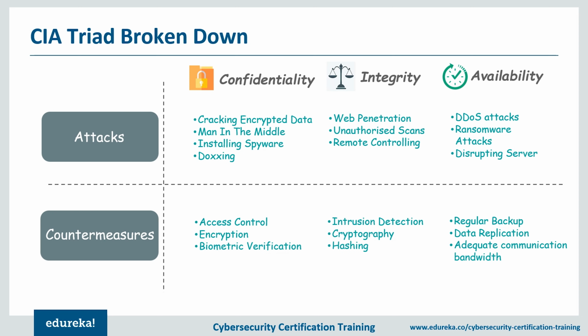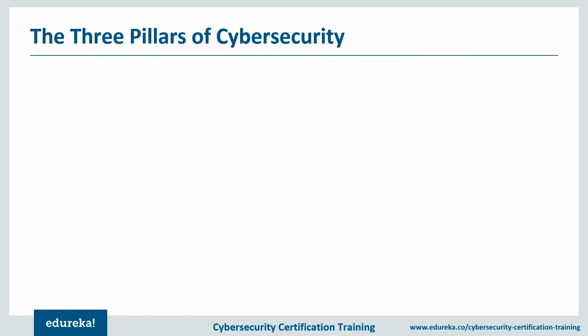Confidentiality, integrity, and availability all have to work together to keep your information secure. But don't think for one minute that these are the only factors to be considered while talking about security. Now, let's talk about the other three pillars of security.